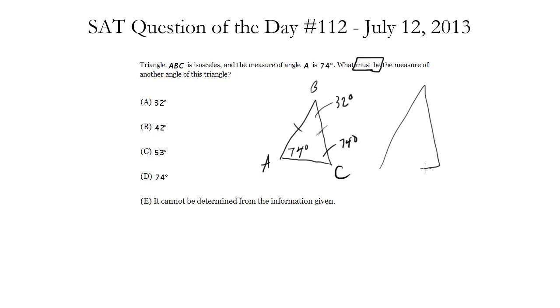Let's do the same triangle, A, B, C. Instead, let's make this guy 74 degrees to start. Again, this would have to be 74 degrees, and this would have to be 32 degrees. So right off the bat, it seems like the answer might be 32, because in both cases, the answer here is 32. But wait a minute.